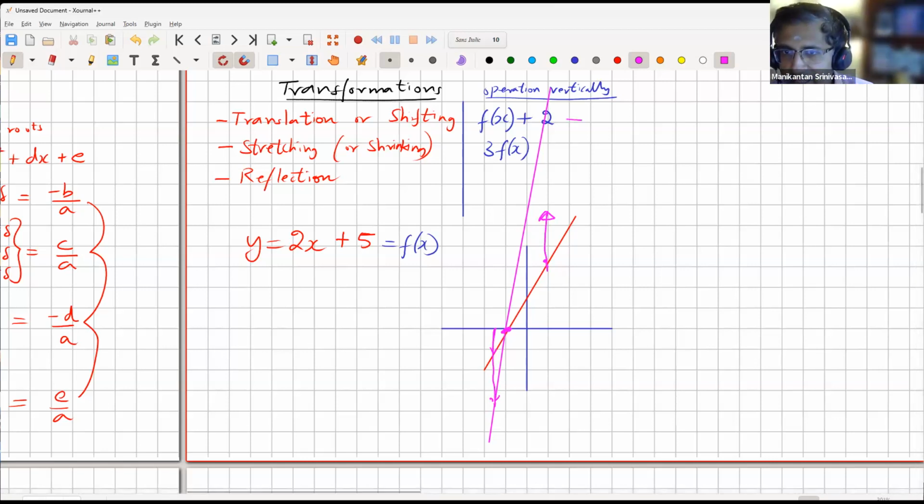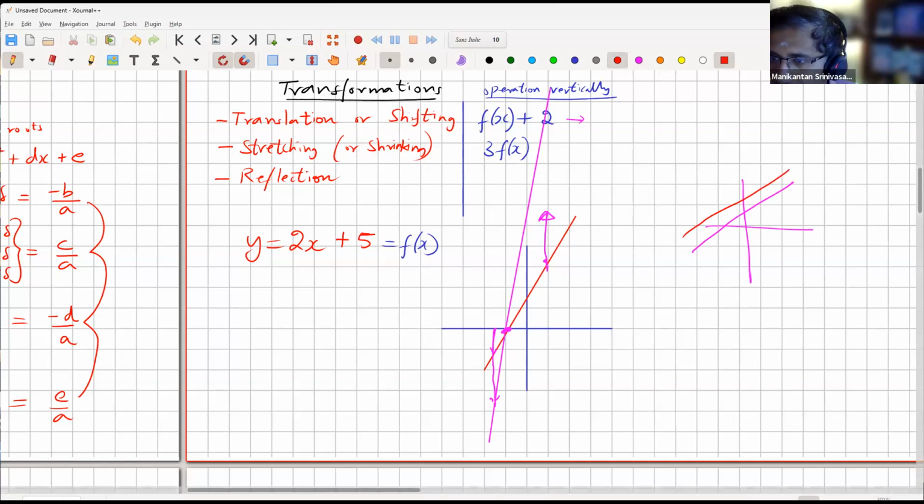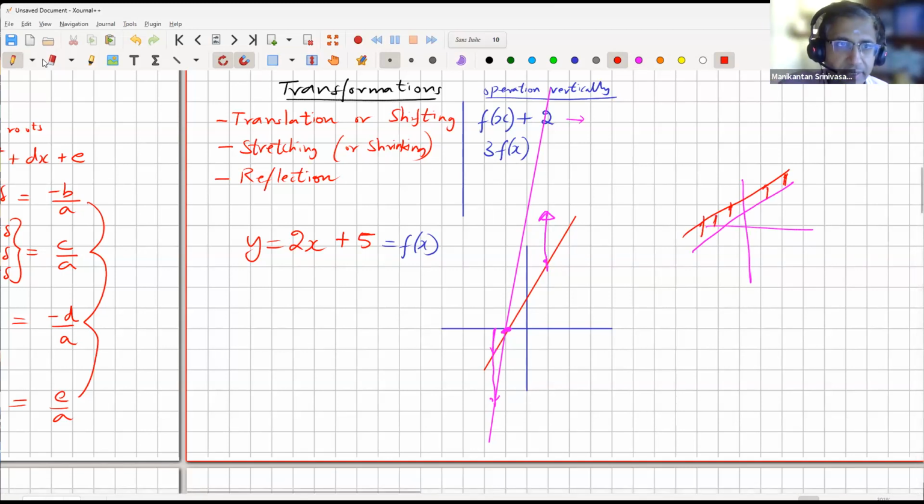And similarly, f of x plus 2. What was happening here? The normal f of x was like this, let's say. Then f of x plus 2 would be uniformly moving it up by plus 2, plus 2, plus 2, plus 2. So shifting up, translating up by plus 2. So both of these examples are clear? Let me just erase this, make space.